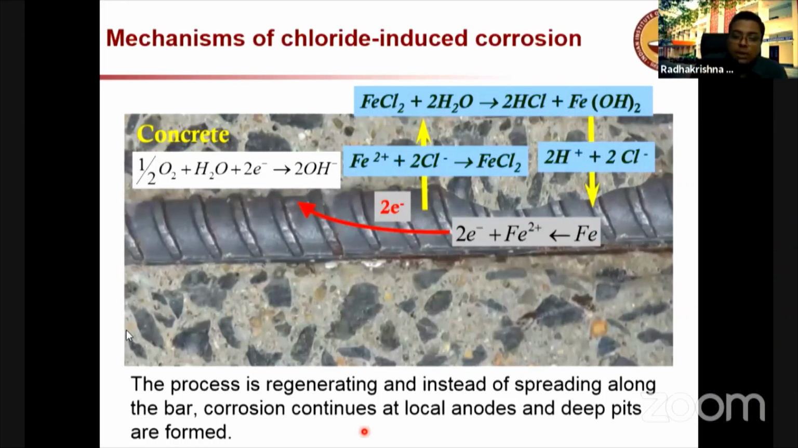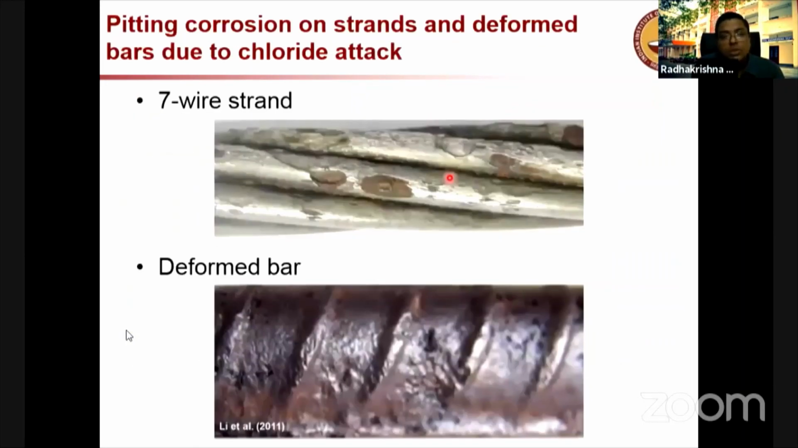And so what is that minimum amount of chloride required to initiate this corrosion? That is what we call the chloride threshold. But before going there, I'll show you also what this pitting corrosion is.